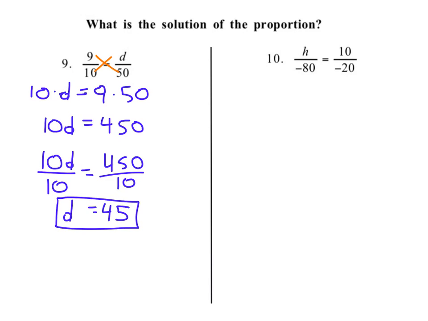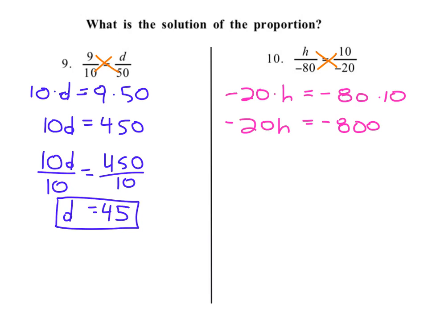Okay, now, doing the same here, we say, let's take these diagonals and multiply them, and then we get negative 20 times h equals negative 80 times 10. And that simplifies to negative 20h equals negative 800. And of course, what's happening to h is it's being multiplied by negative 20. So the inverse operation of that is divide by negative 20, and we do it to both sides.